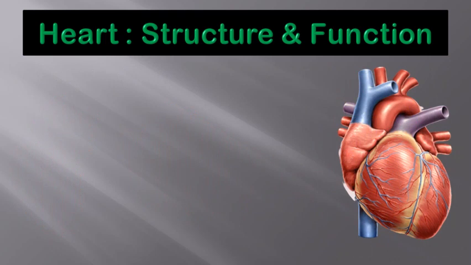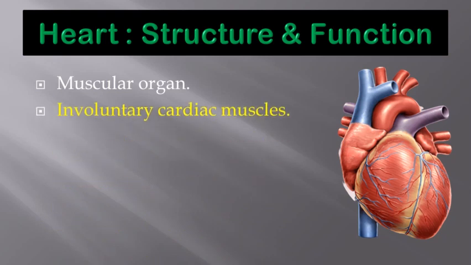So human heart is a muscular organ. You can see the picture of the human heart on the right hand side on the screen. It is made up of involuntary cardiac muscles. That means these involuntary cardiac muscles are muscles whose movement is not under conscious control, and they are continuously beating all day and night.